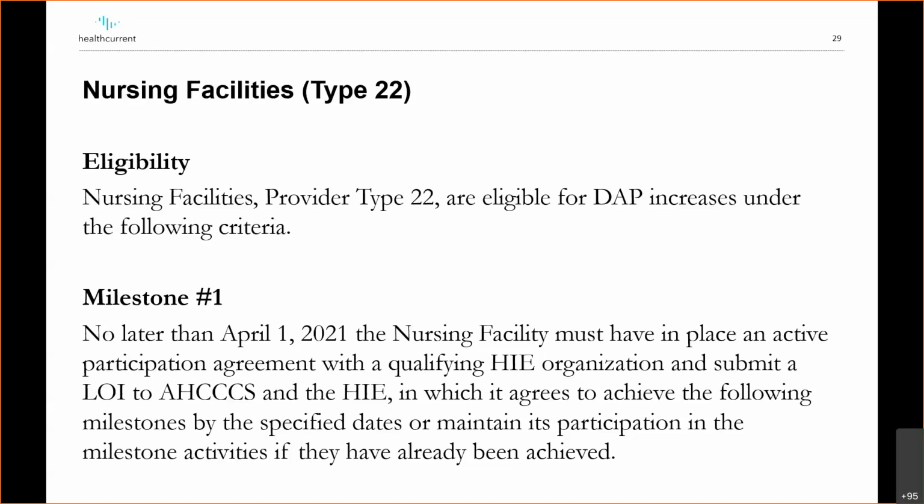So nursing facilities, this is provider type 22. You would also be eligible for that DAP increase under the following criteria. No later than April 1st, 2021, the nursing facility must have in place an active participation agreement with the HIE and submit an LOI to Access and the HIE. So I know we have been working with a large number of nursing facilities. If you've already put a participation agreement in place with Health Current, congratulations, you've got one requirement down. All right, next slide.